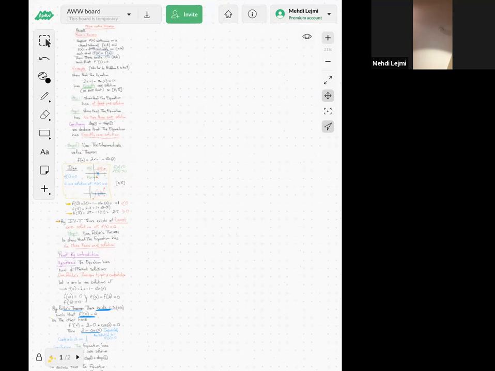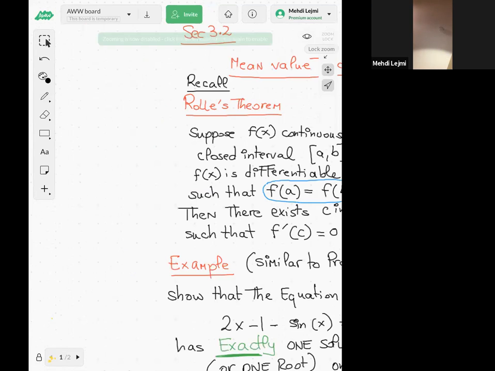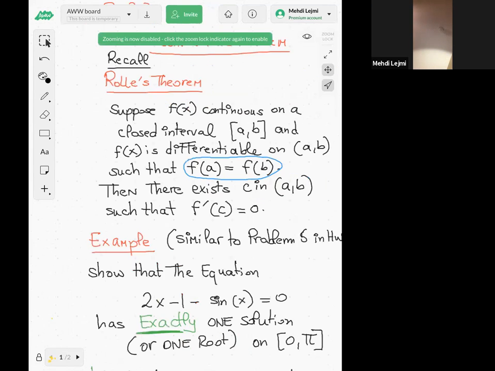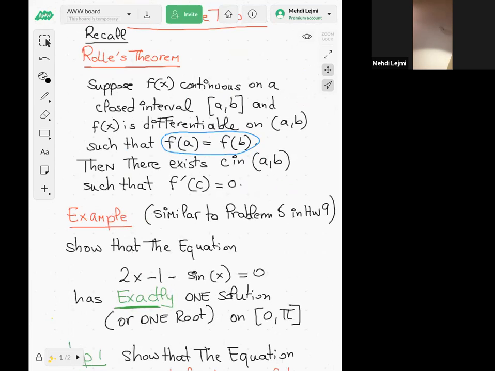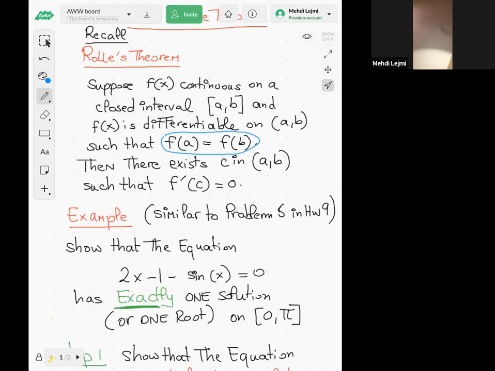So where is it? This Rolle's theorem. In Rolle's theorem, of course, we have f continuous and differentiable, but then we also have this condition that f of a is equal to f of b. This is one of the hypotheses in Rolle's theorem. So we have f continuous, differentiable, and also f of a is equal to f of b. Then you have the conclusion, right?